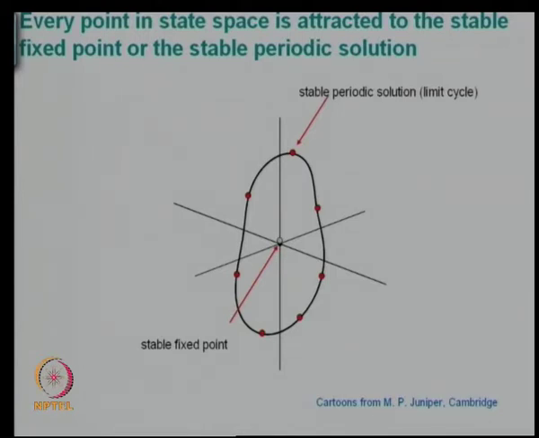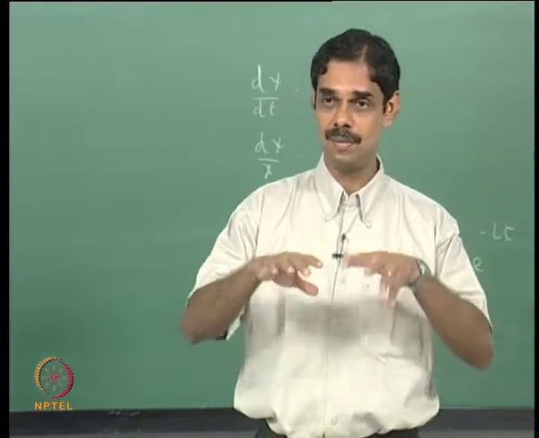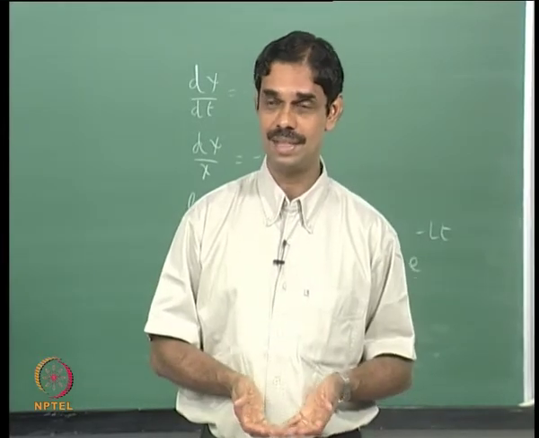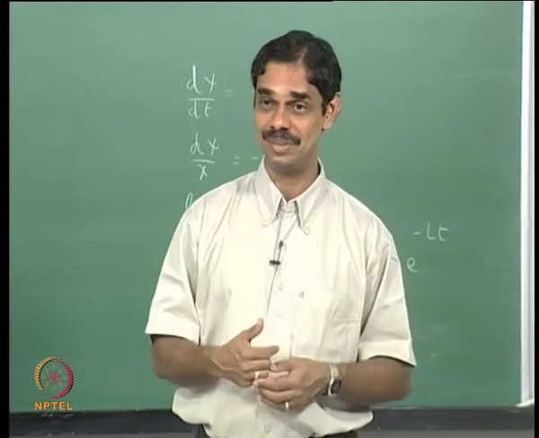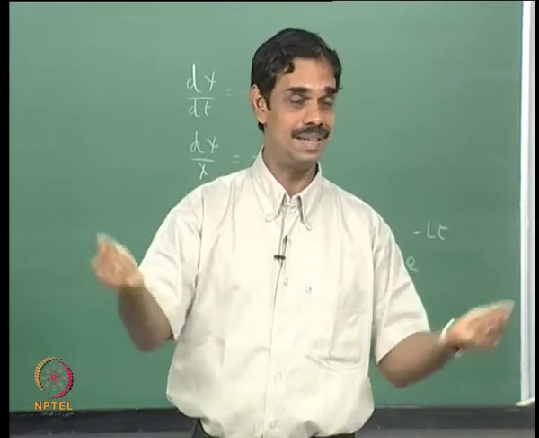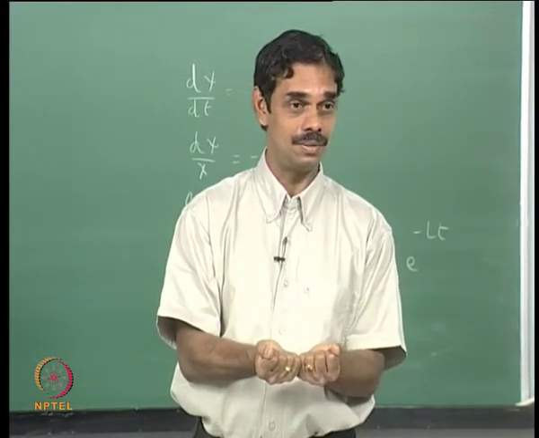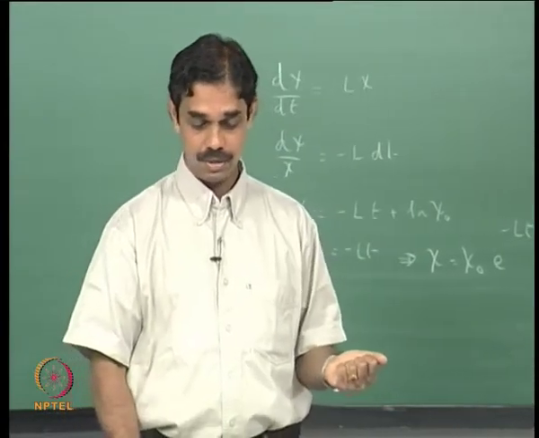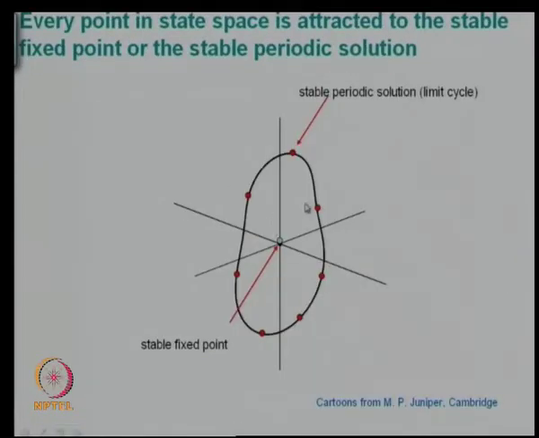That's the question here, and this is from Matthew Juniper from Cambridge University, my friend, who has done some follow up on our work. Every point in the state space is either attracted to the stable fixed point or the stable periodic solution, which is the limit cycle. Although we say instability, the limit cycle is actually a stable solution, it's just that there are oscillations, we do not like it, so we say that is unstable, but in reality the limit cycle is a stable periodic solution, isn't it. So some points go down here, some points go up here, okay.